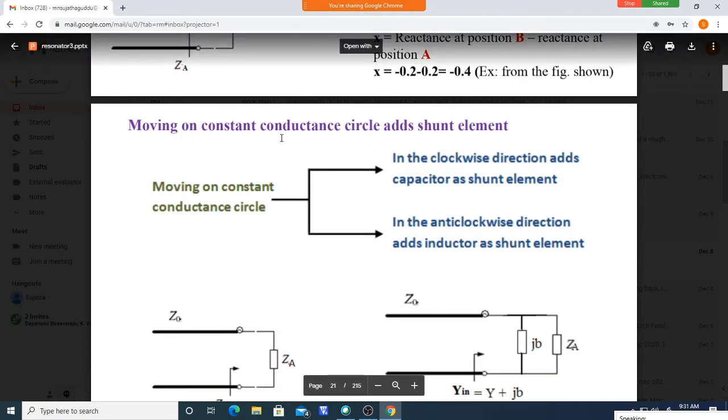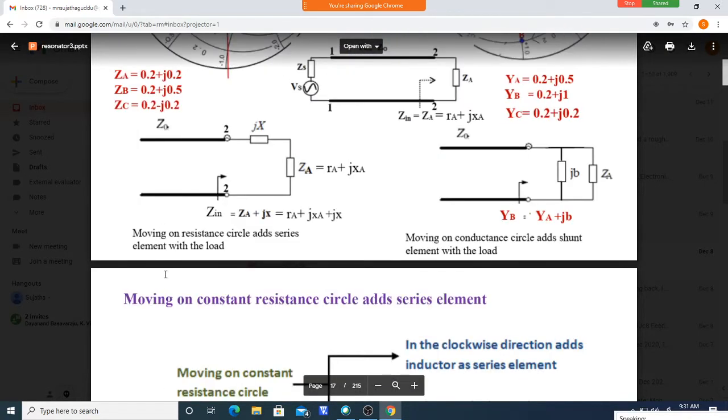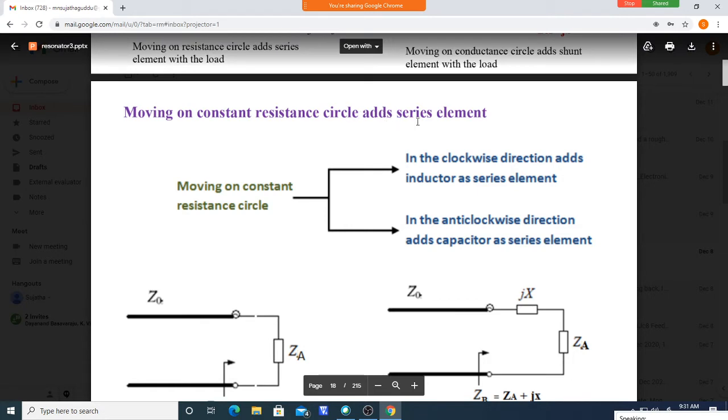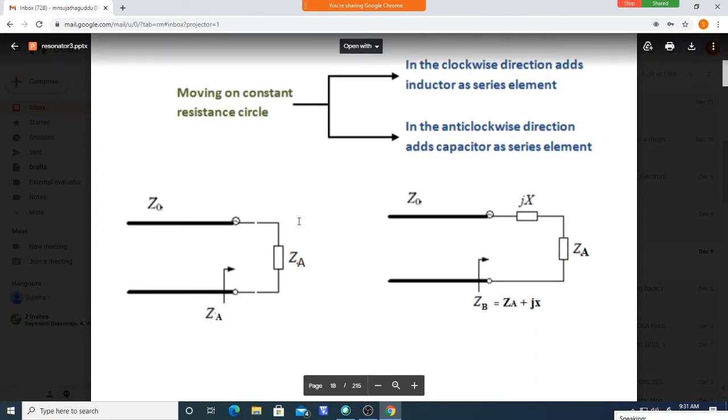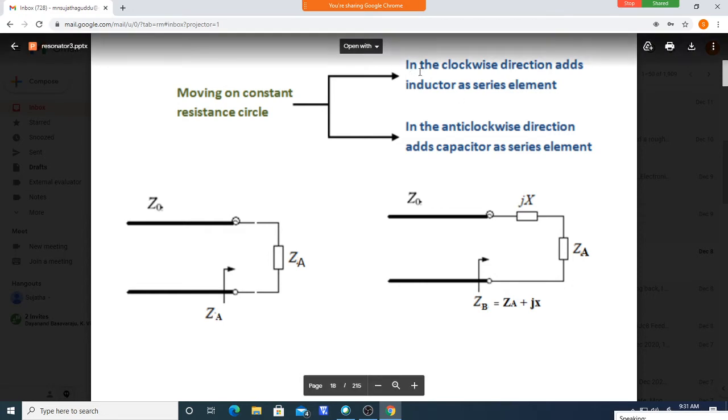So here, moving on a constant conductance circle adds shunt elements. Moving on a constant resistance circle adds a series element. But in the clockwise direction and the anti-clockwise direction, there are two main cases. In the clockwise direction, if you move on the resistance circle, it adds an inductor as a series element.